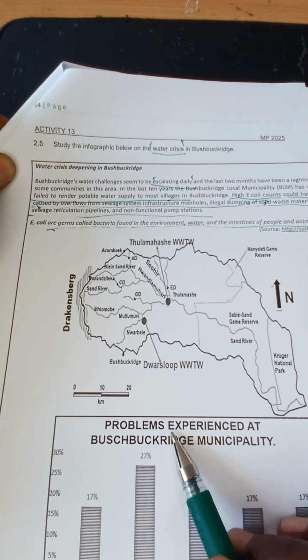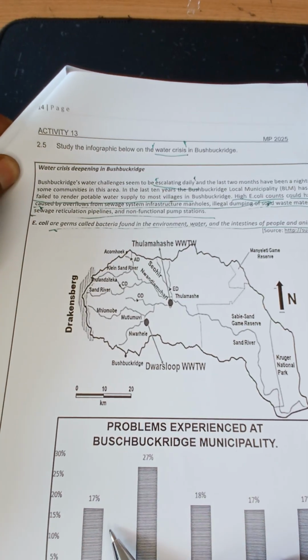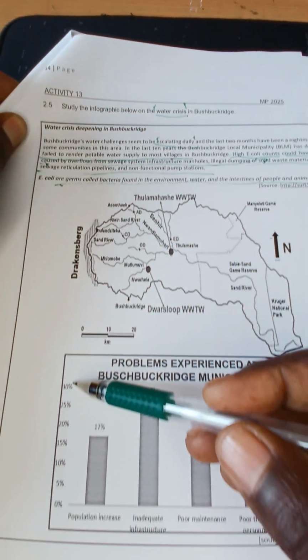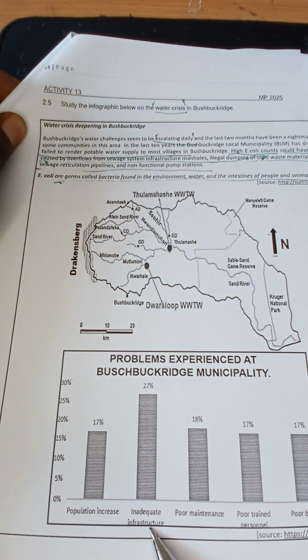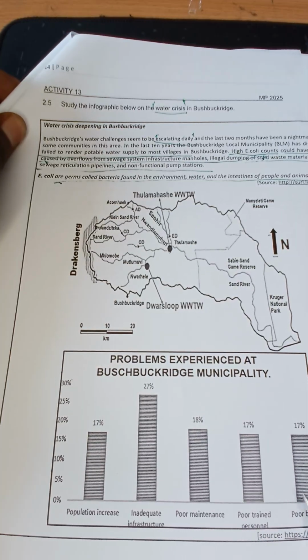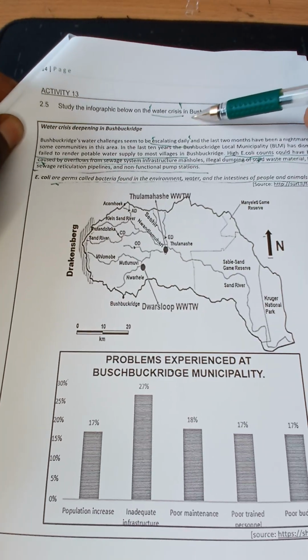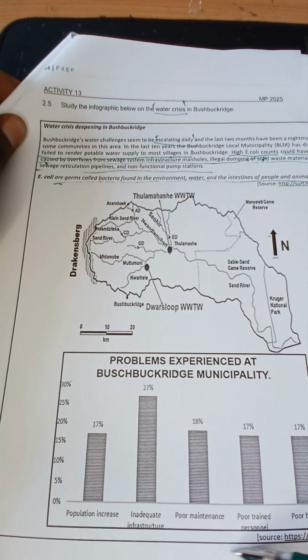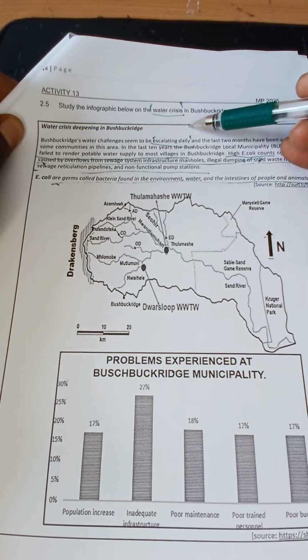Then here it shows problems experienced at Bushbuck Ridge municipality. These are the problems. Here you can see in terms of percentage. There's population increase, there's inadequate infrastructure, there's poor maintenance, poorly trained personnel, there's poor budget. So these are the problems behind the water crisis, I would say. These are the problems that caused this water crisis to emanate.